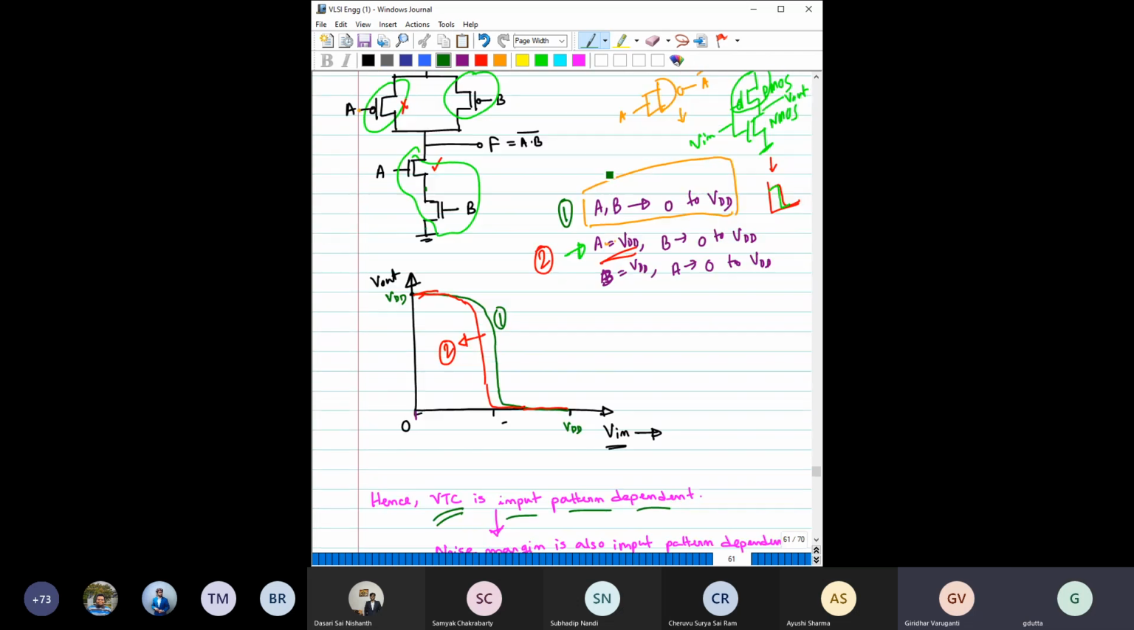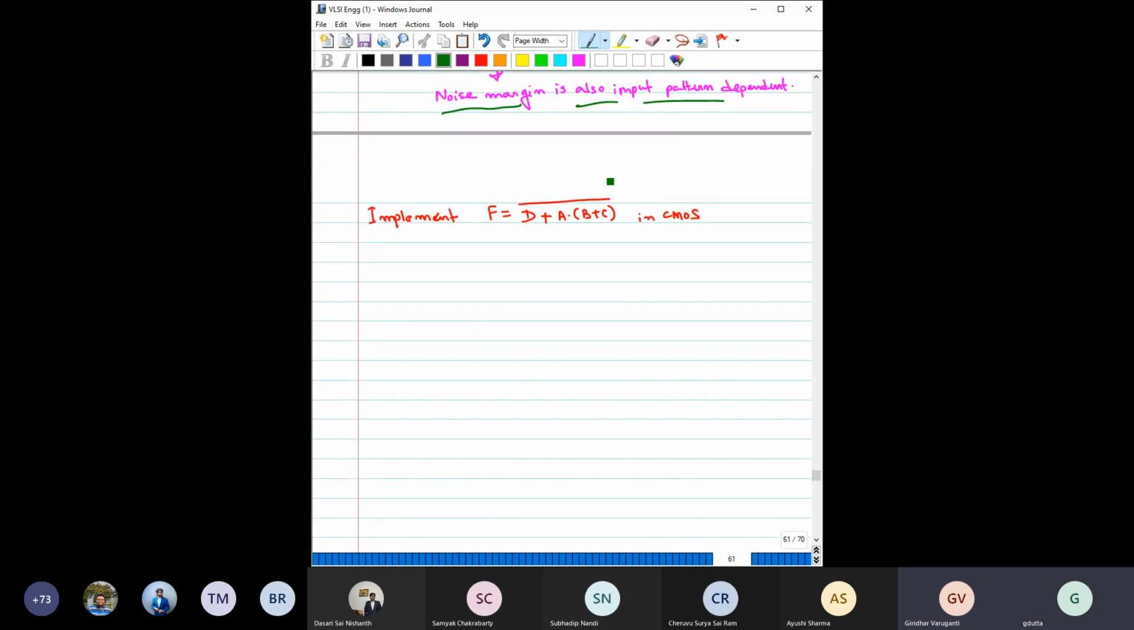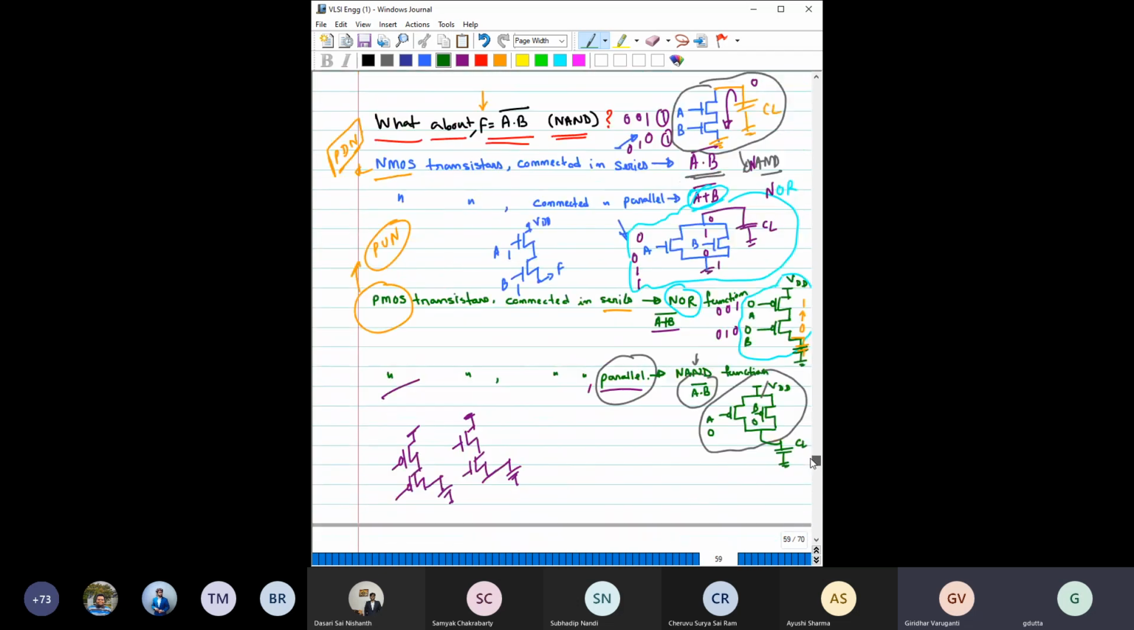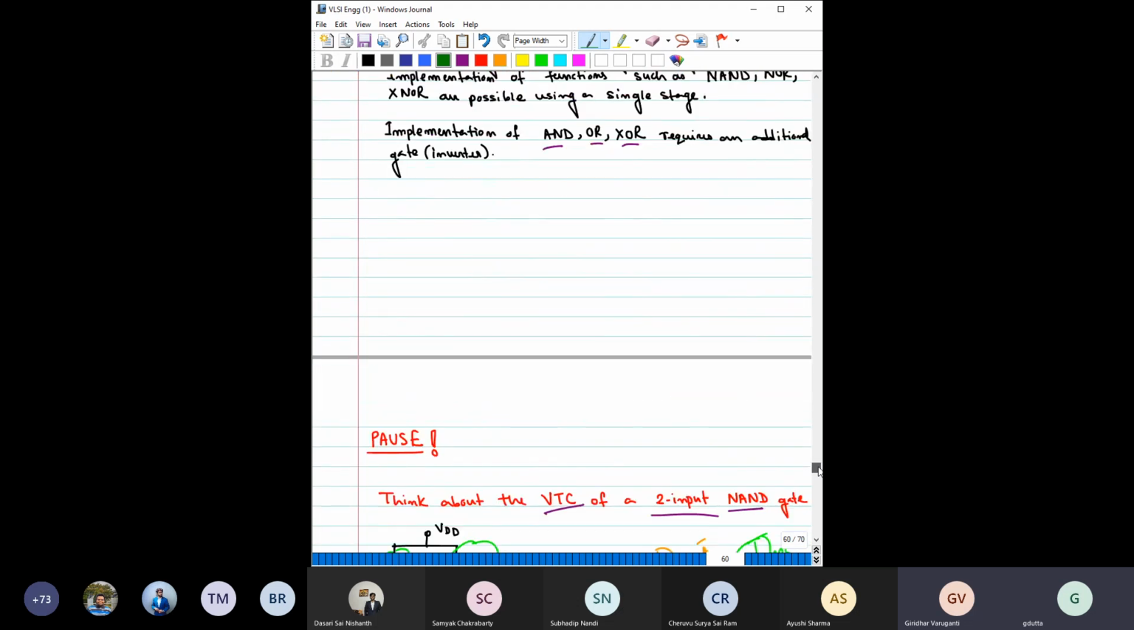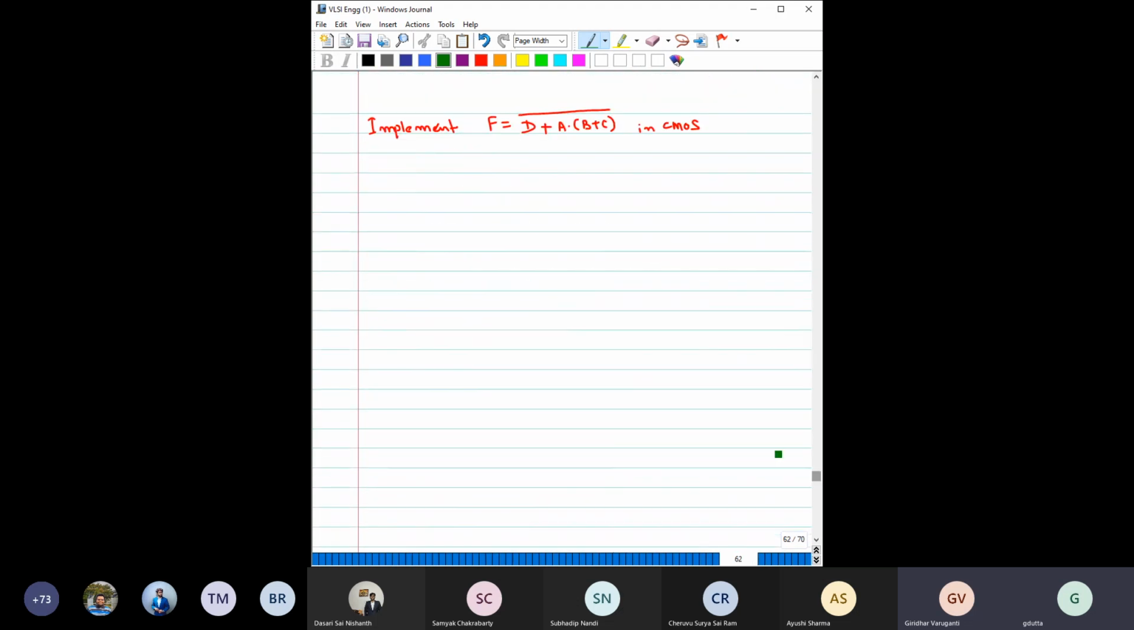I think this part is clear to you. So, okay, now let us continue with our discussion from here. We now have the framework for how to design any complex Boolean function in CMOS, right? So using that understanding, let us try to design this one.